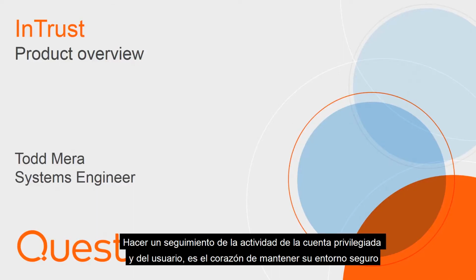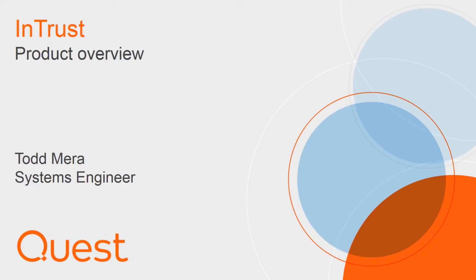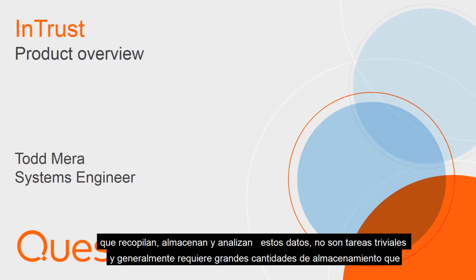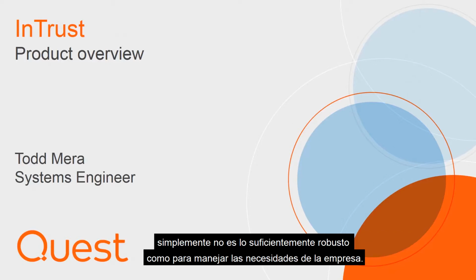Keeping track of user and privilege account activity is at the heart of keeping your environment secure and complying with various IT regulations. This is a very difficult task because of the vast amounts of data scattered across numerous systems. Collecting, storing, and analyzing this data is not a trivial task and generally requires large amounts of storage, time-consuming collection of event data, and in-house expertise about the event data being collected.